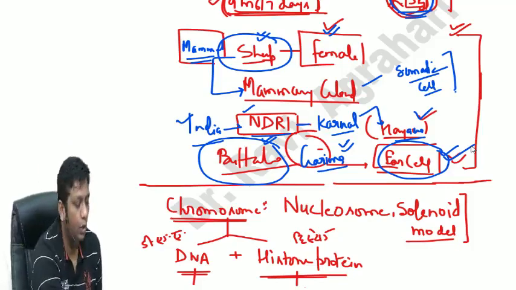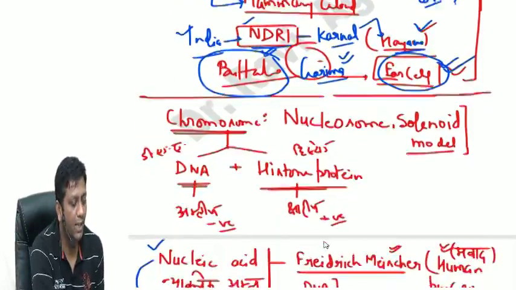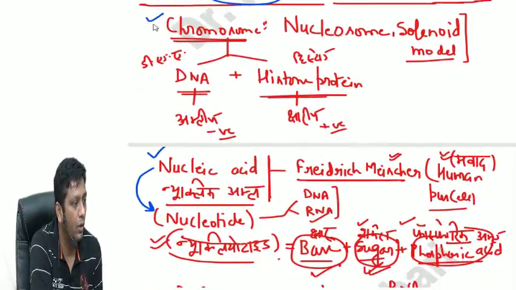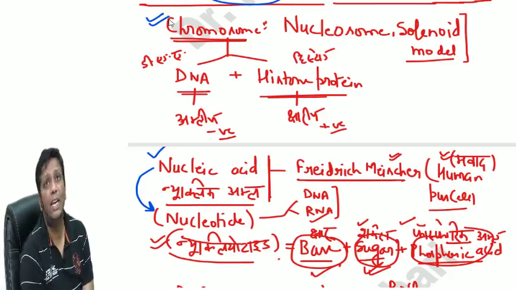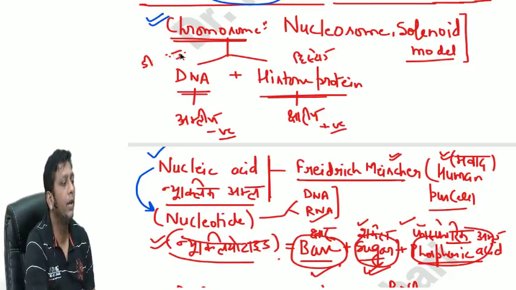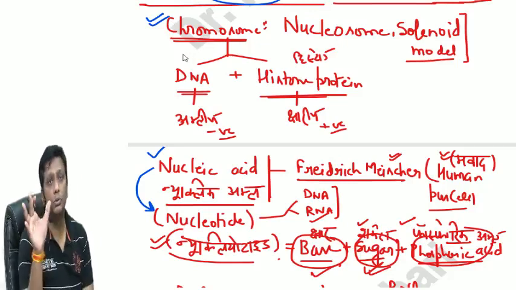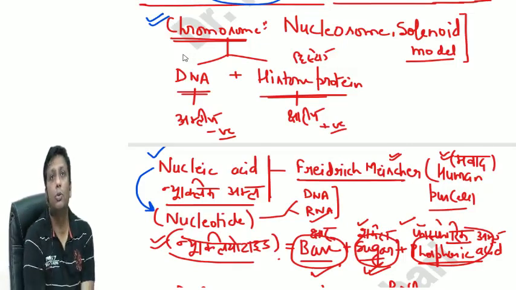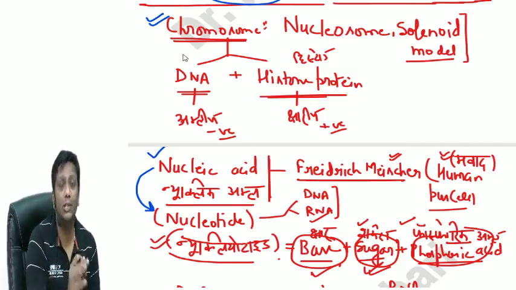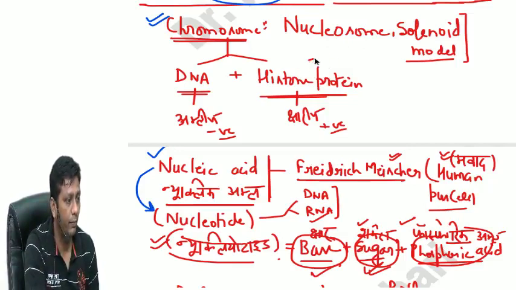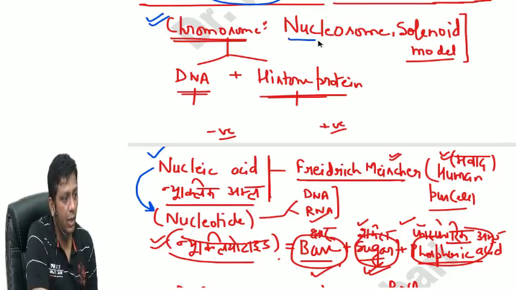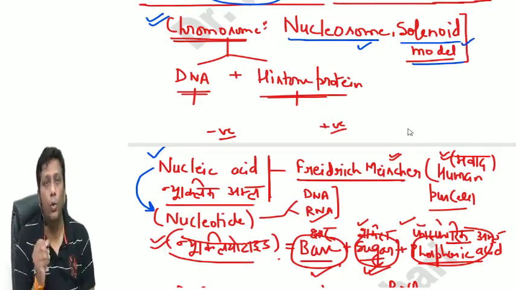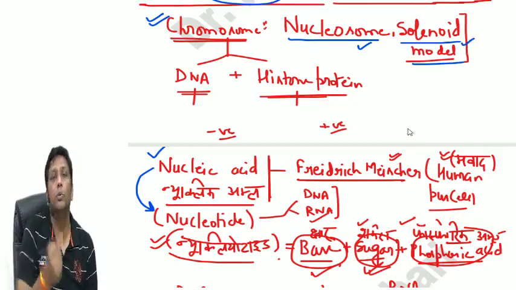So your next heading will be chromosome structure. Yes, structure of chromosomes. See, guys, to describe chromosomes and their structure, some models are given. What are the names of the models that describe chromosome structure? It is written there: nucleosome model and solenoid model. Nucleosome model and solenoid model define chromosome structure.